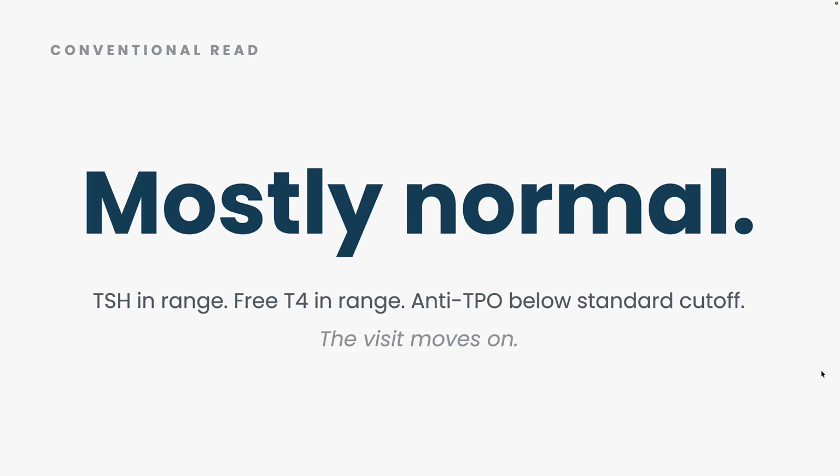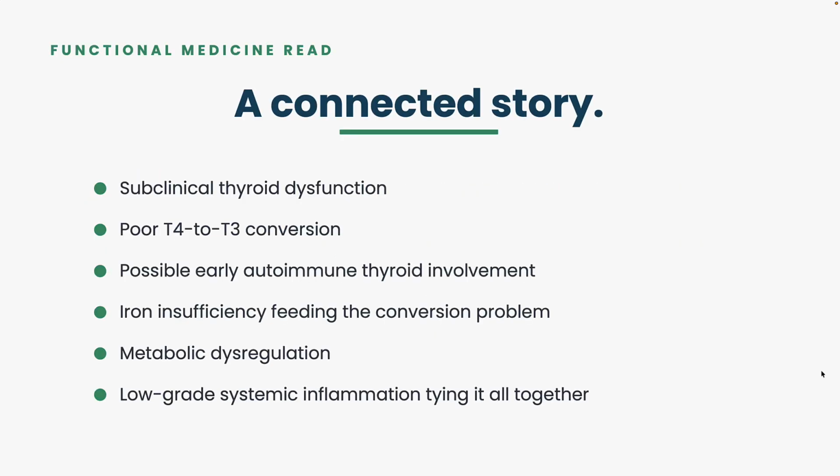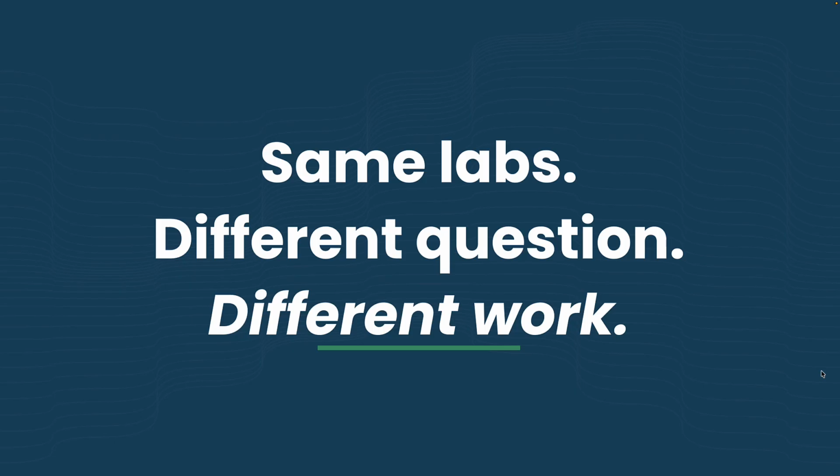Now, a conventional read says this panel is mostly normal. TSH is in range. Free T4 is in range, anti-TPO is below the standard cutoff, and the visit moves on. You, as a functional medicine practitioner, read it and see something different. It's a connected story. What we see is subclinical thyroid dysfunction, poor T4 to T3 conversion, possible early autoimmune thyroid involvement, iron insufficiency feeding the conversion problem, metabolic dysregulation, low-grade inflammation tying it all together. Same labs, different question, different work.